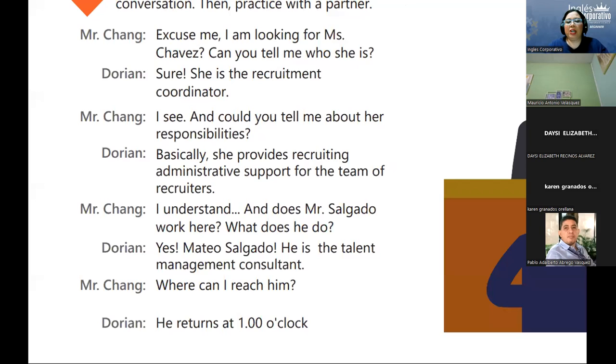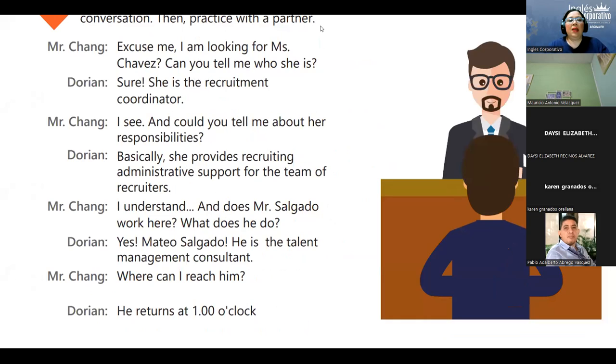Oh, here's Mr. Chang and Dorian. Excuse me, I'm looking for Ms. Chavez. Can you tell me who she is? Sure, she is the recruitment coordinator. I see, and could you tell me about her responsibilities? Basically, she provides recruiting administrative support for the team of recruiters. I understand, and does Mr. Salgado work here? What does he do? Yes, Mateo Salgado, he is a talent management consultant. Where can I reach him? He returns at 1 o'clock.